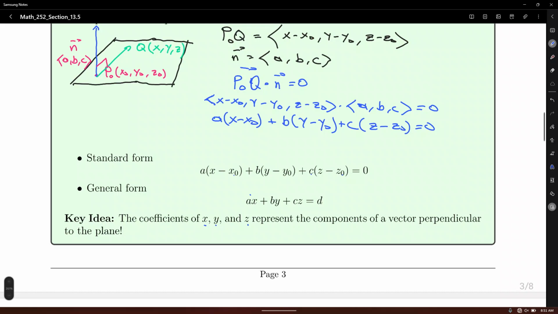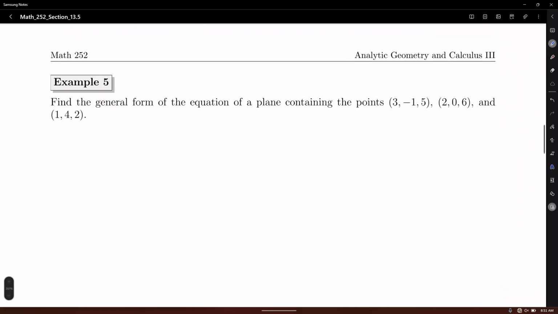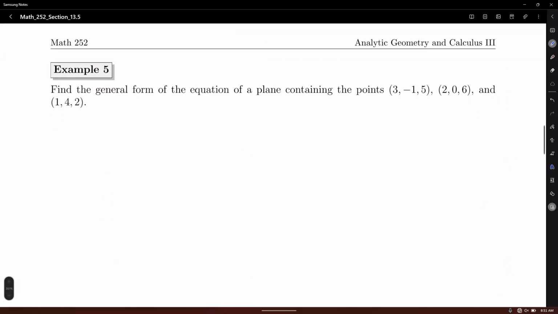How about we see this in action with one example? Okay. They're asking us to find the general form of the equation of the plane containing these 3 points. Oh, we're given 3 points right here. And, okay. We're not given vectors, actually, right? We're not given vectors. How are we going to do this?